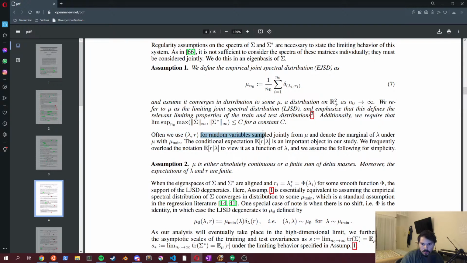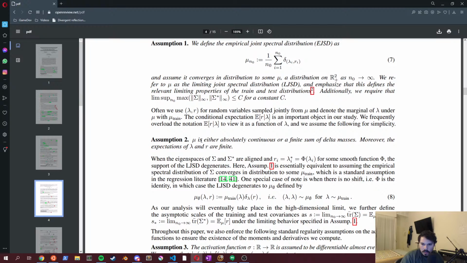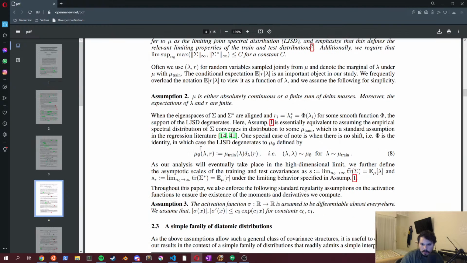Often we use lambda, r for random variables sampled jointly from mu and denote the marginal of lambda under mu with mu train. The conditional expectation E r given lambda is an important object in our study. We frequently overload notation E r lambda to view it as a function of lambda. And we assume the following for simplicity: that mu is either absolutely continuous or a finite sum of delta masses. Moreover, the expectations of lambda and r are finite.